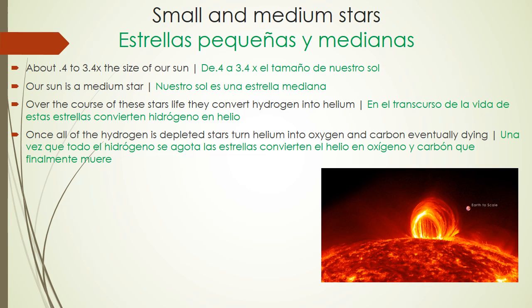Over the course of these stars' lives, they convert hydrogen into helium, and this chemical change is actually what gives us the energy that results in the sun giving off heat and light. Now, hydrogen eventually will get burned out. It's almost like a lighter, right? If you keep the gas flowing, eventually the gas goes out, and so does the flame. So once all of the hydrogen gets depleted, our star begins to turn helium into oxygen, and eventually oxygen into carbon, and all of these changes eventually result in our star dying out.